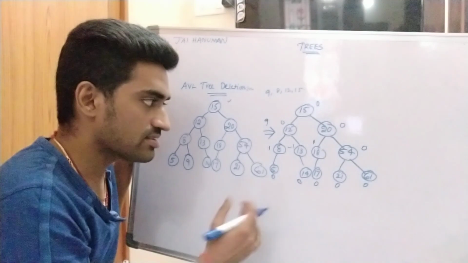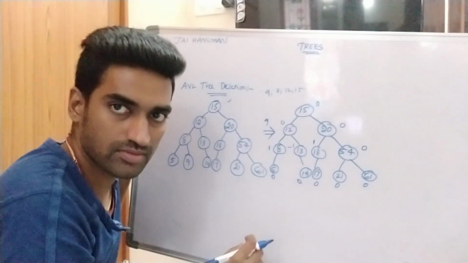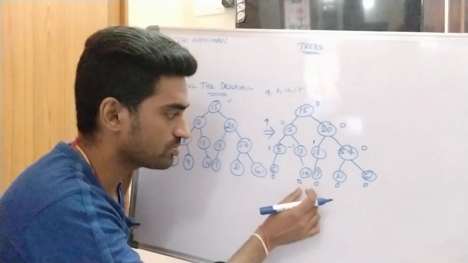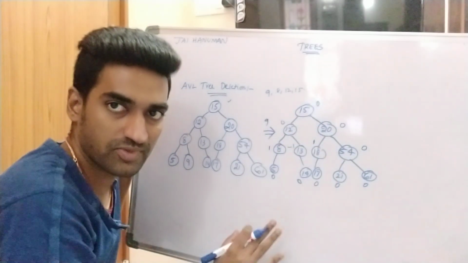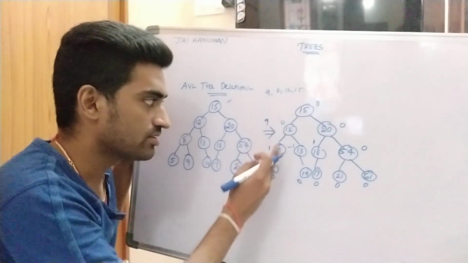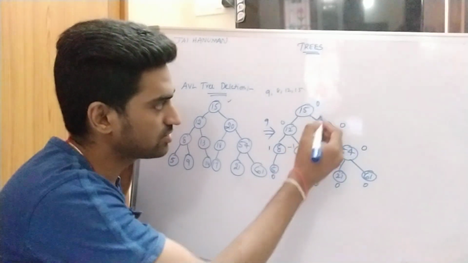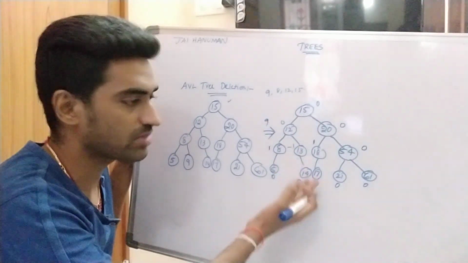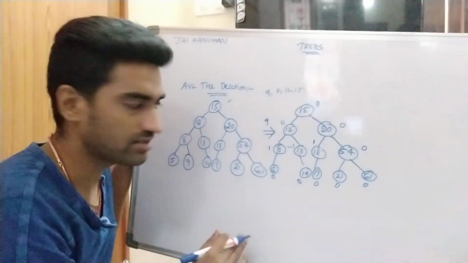So the balancing factor condition is also satisfied by this tree. That's why this tree is said to be an AVL tree. So there is no need to apply rotations on this tree. Why? Because the balancing factor should be 0, 1 or minus 1 for an AVL tree. Each and every node contains 0 or 1 or minus 1. So that's why we need not apply rotations on this tree, right?